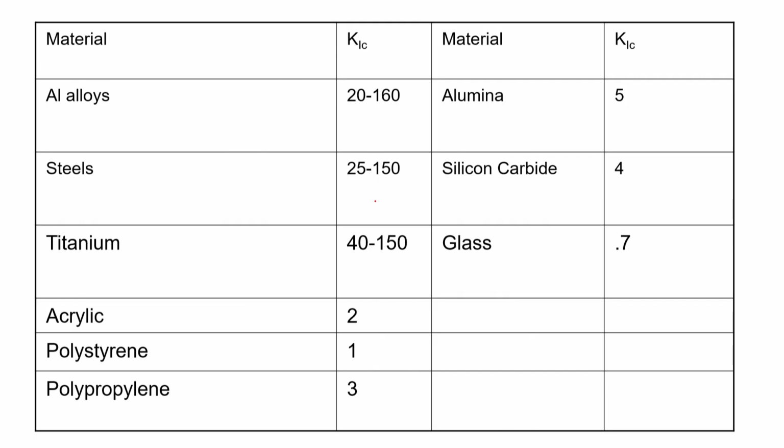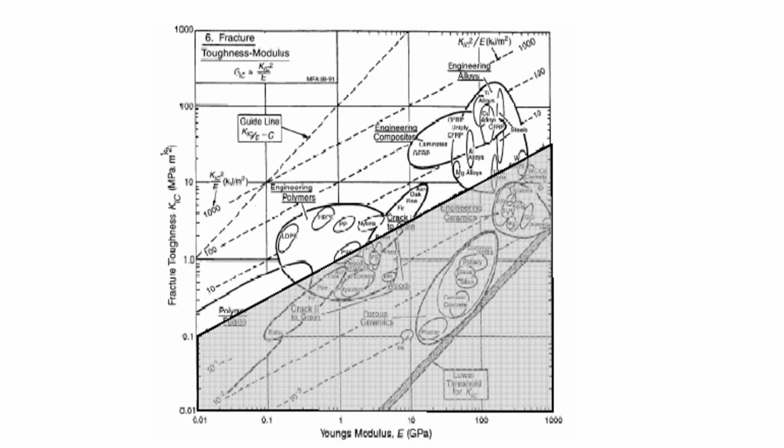Now, you can actually do all these KICs, and from this KIC list you can try to figure out KIC square over E. I have just given KIC, and then this is the KIC over E, and you can see if you have to maximize KIC over E, that means maximize KIC and minimize E, then you have to come somewhere in this region. This is the best region. That is why polymers come as very good candidates in this region.